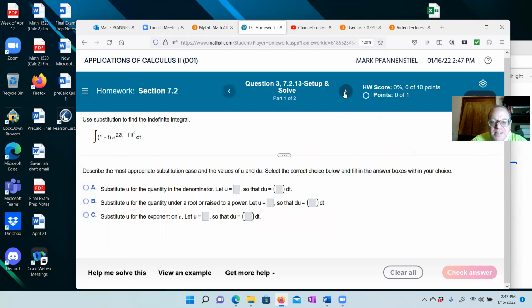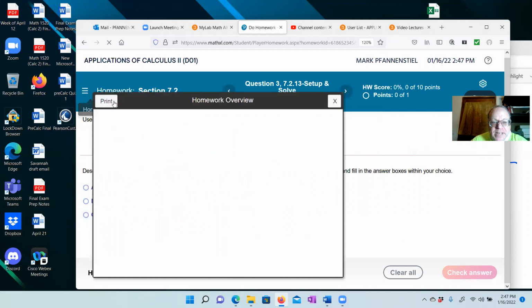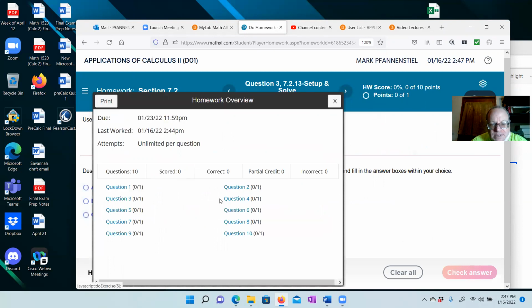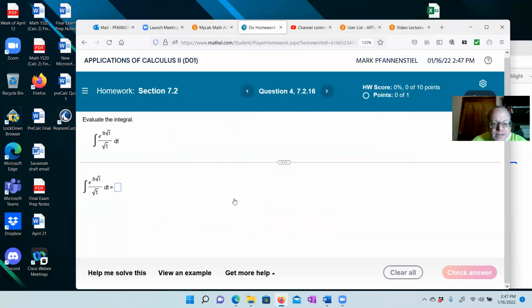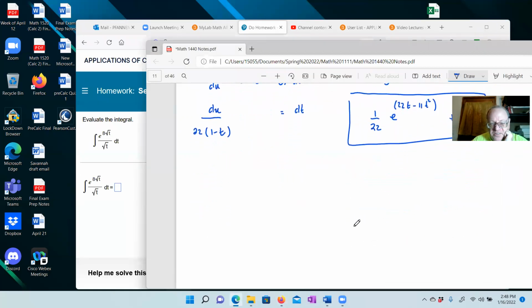Okay, so let's see here. That was question 3. What does question 4 say? Okay, we'll do question 4 because I know this one gives a lot of people a tough time, or problems that look like this. It's the integral of e to the 8 square root of t, divided by the square root of t, dt. Again, whatever's up in the exponent is a good choice. It's not always going to be the case, but it is a good choice.